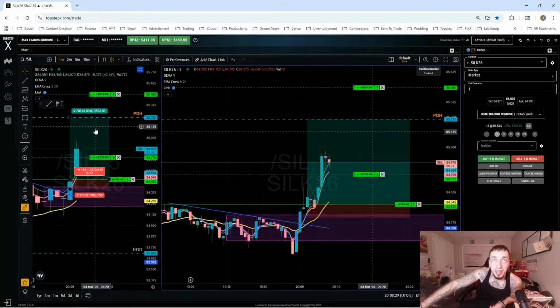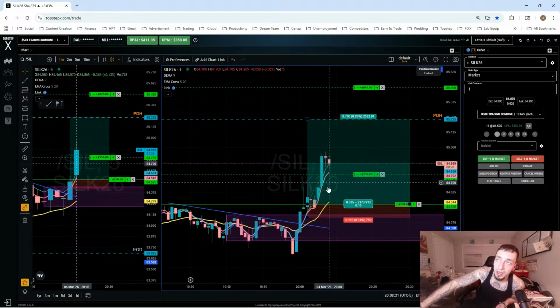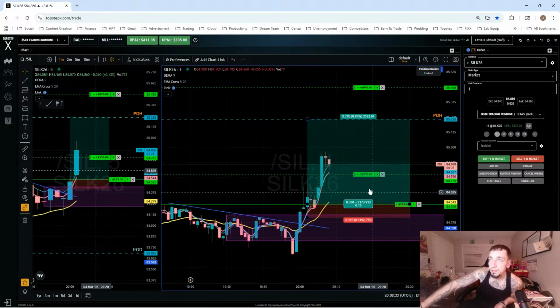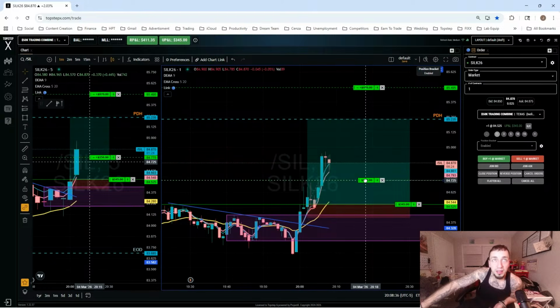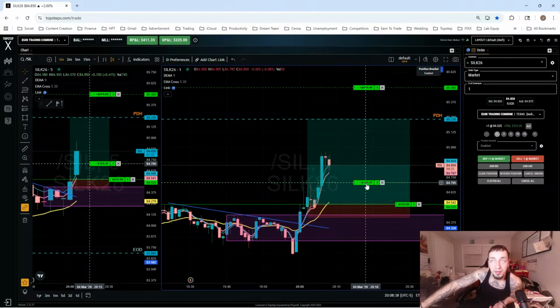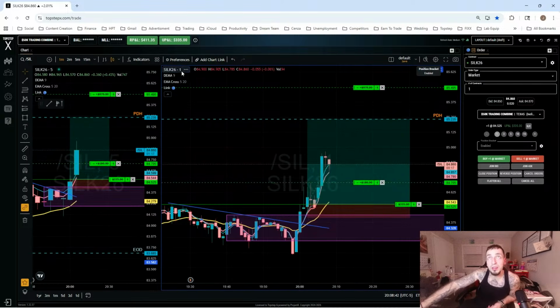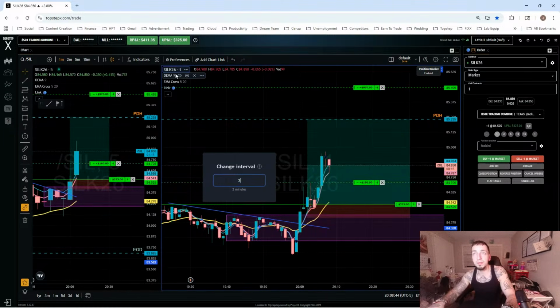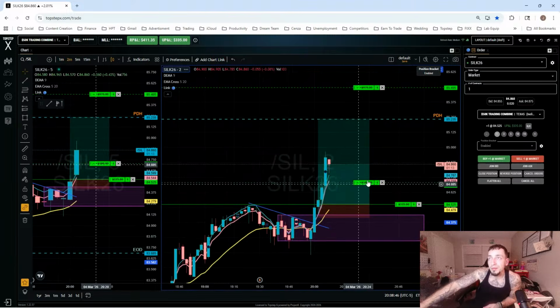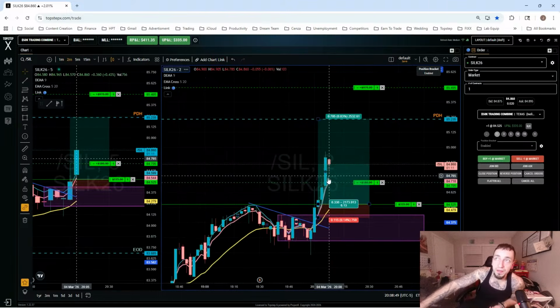I like that 5-minute candle, but I don't want to give back a bunch. I feel like cutting it in half would be my max give back. Let's see what the 2-minute is telling me, because now we're starting to get very extended.